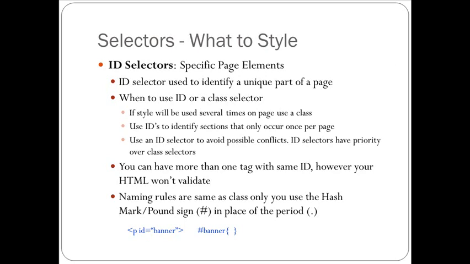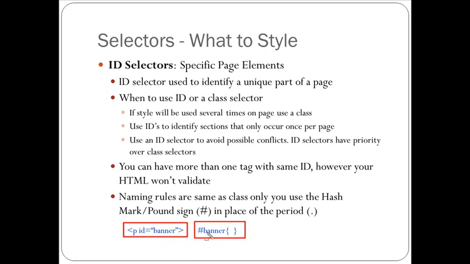You can have more than one tag with an ID, like I said. However, HTML won't validate. That doesn't mean it won't use it and apply the styles to it. It just won't validate when you go out to the W3C or any of the other sites that validate your code to make sure it's written properly. Naming rules are the same as classes. The only difference is that you use the hash mark instead of a period. So if we had a paragraph tag with an ID of banner, the selector would be #banner.